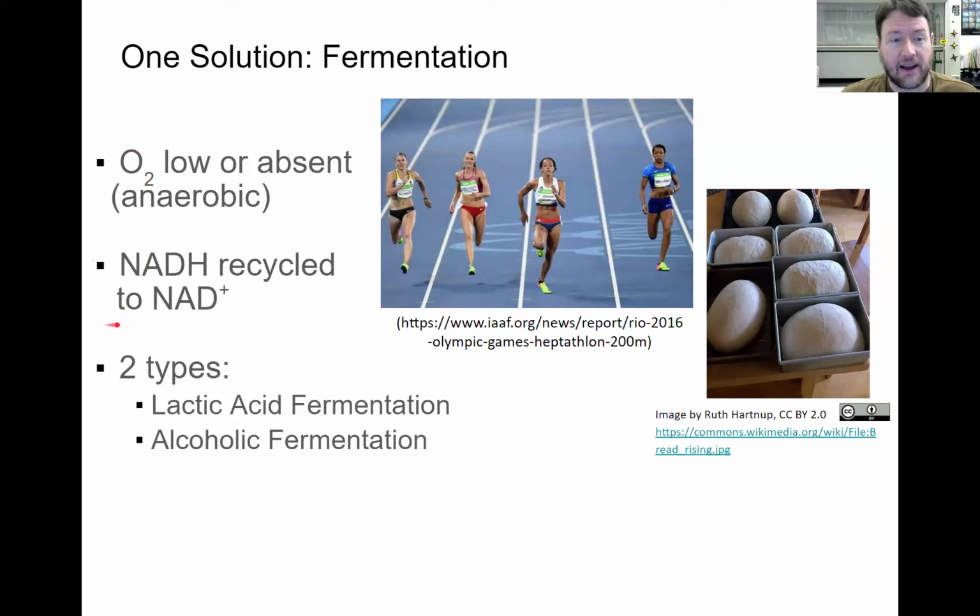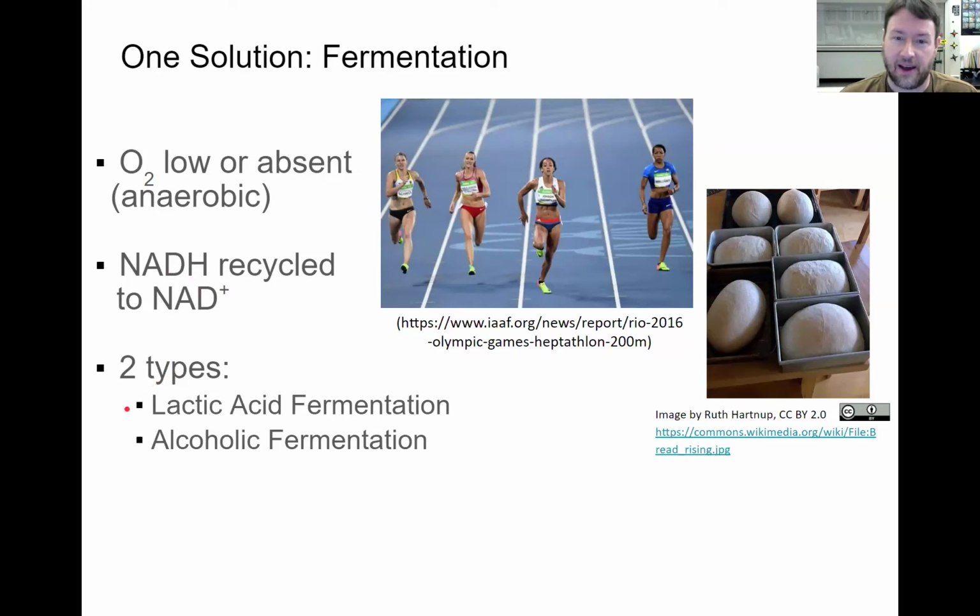And here, the point of this is not to produce ATP. The point is to empty out those electron shuttles so that NADH gets recycled back into NAD+, which can go pick up electrons in glycolysis, and we can keep producing ATP through glycolysis.